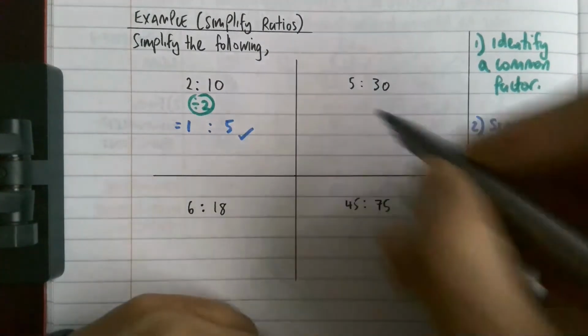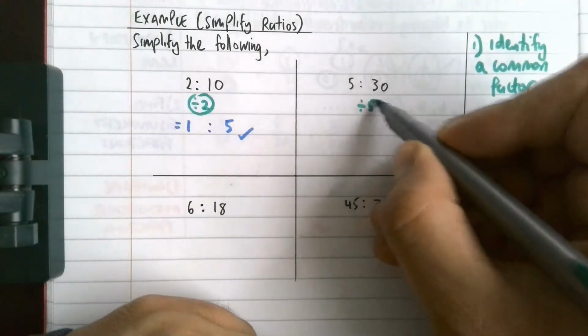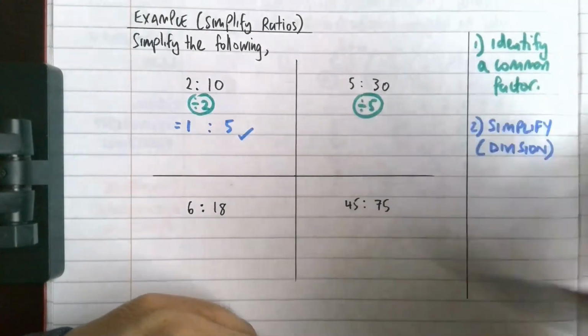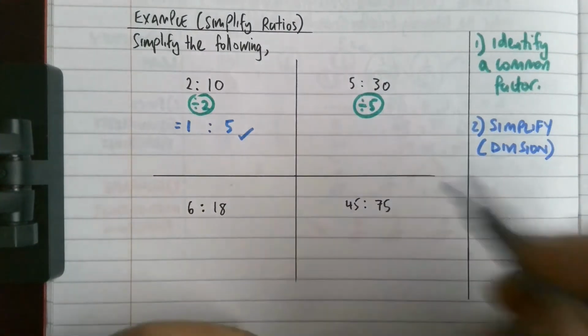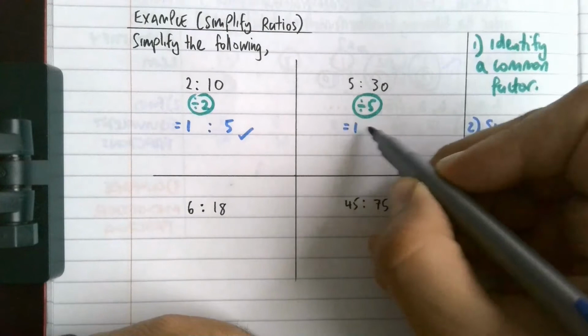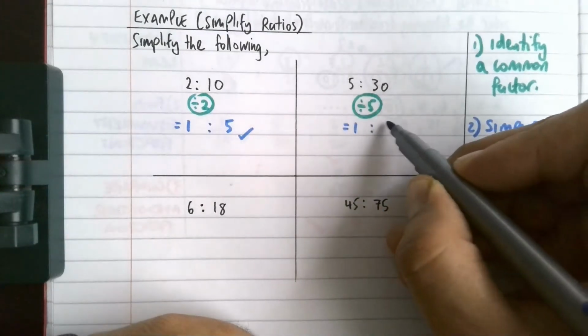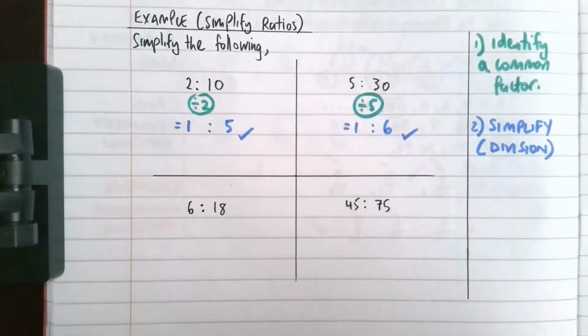The second ratio, the common factor is 5, and so we just simplify. 5 divided by 5 is 1, 30 divided by 5 is 6, and that is that ratio fully simplified.